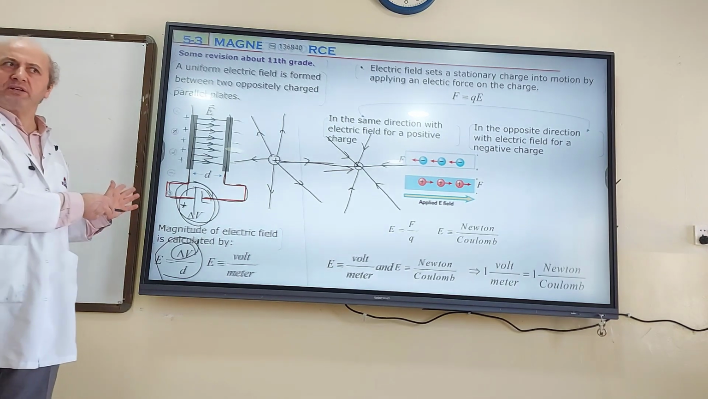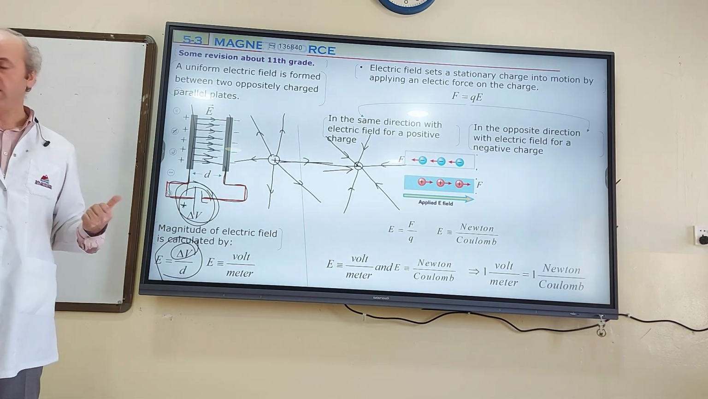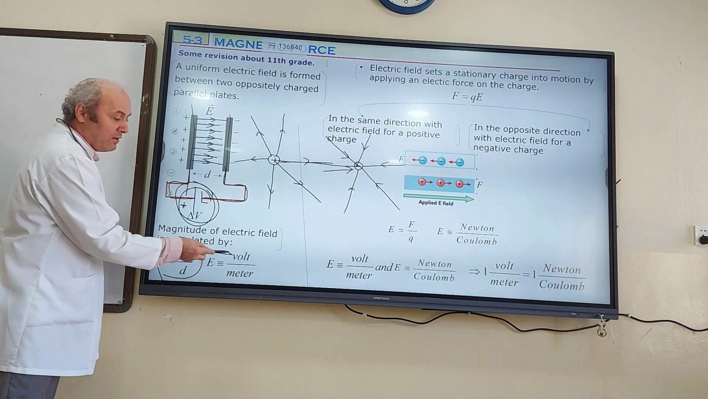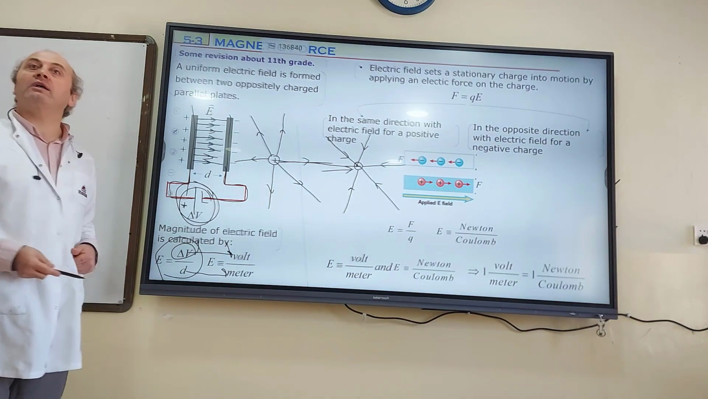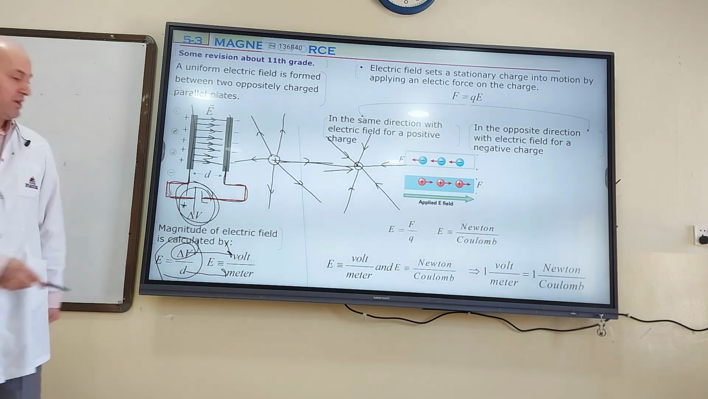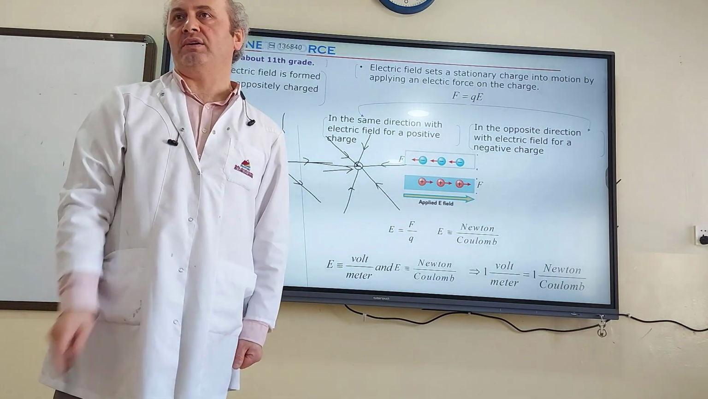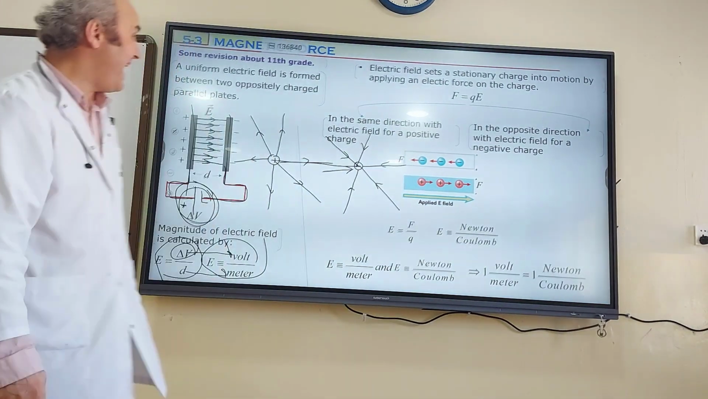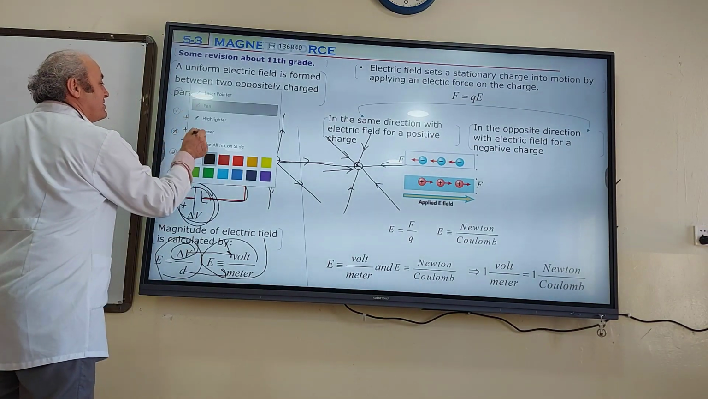We are not going to calculate it, but the units are important for us now, for the 12th grade. What is the unit of delta V? Volt. What is the unit of distance? Meter. So if I ask you, what is the unit of electric field? Volt divided by meter. This is one of them you have to know. What is the unit of electric field? Volt divided by meter.